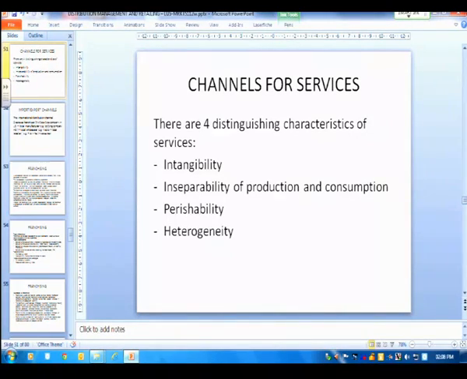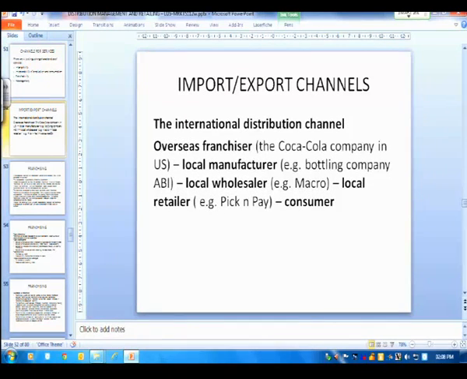And then the third one is perishability, meaning that services perish. If not used in time, you cannot then reuse it tomorrow. Hence, we say services are perishable. The last one is that services are heterogeneous, meaning that they combine a number of effects.